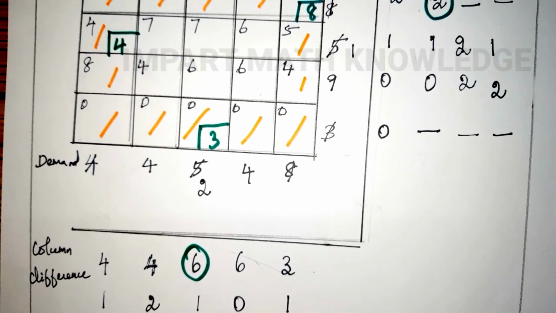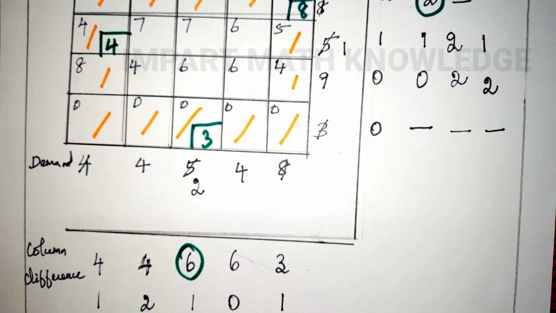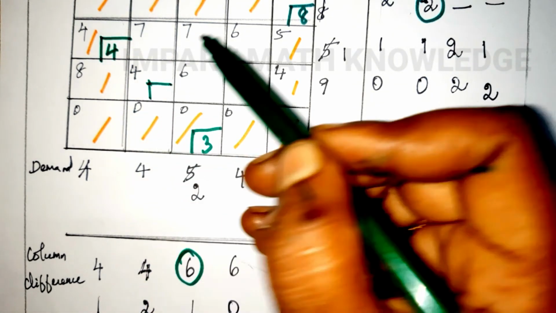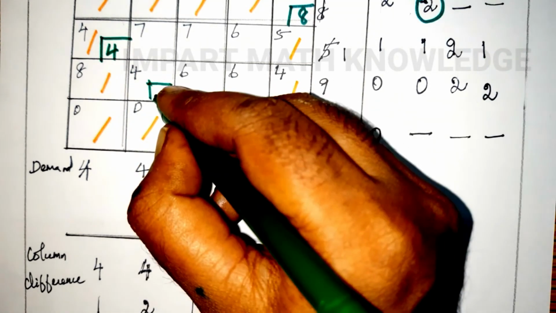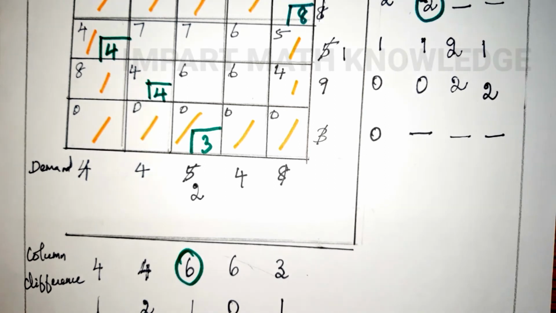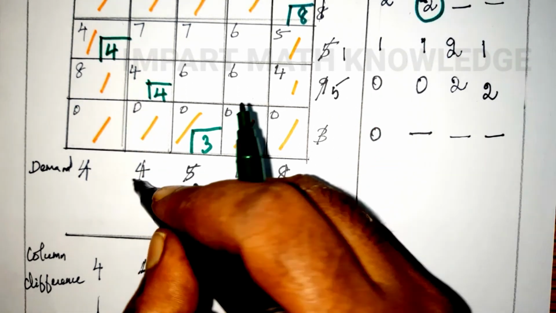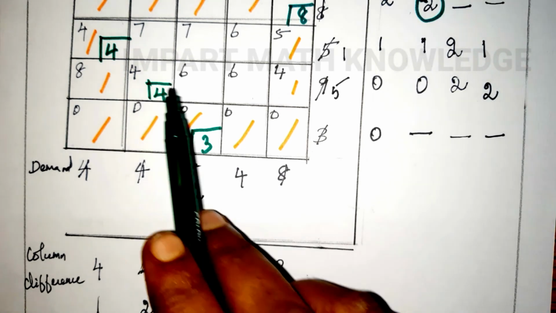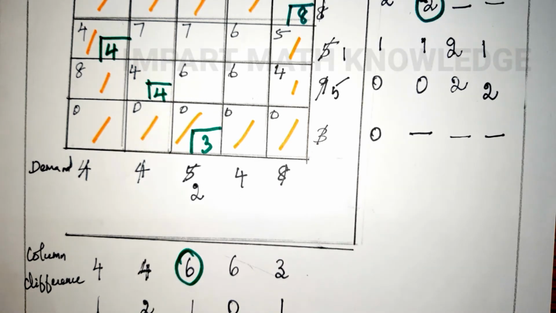The highest penalty comes under the second column. So in the second column I am going to allocate the value. In the second column, my minimum cost cell is this cell. For this cell, supply is 9 and demand is 4. So I am allocating 4 here. So the remainder is 5. Here the value is satisfied.